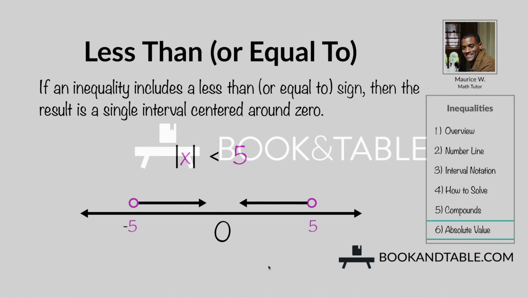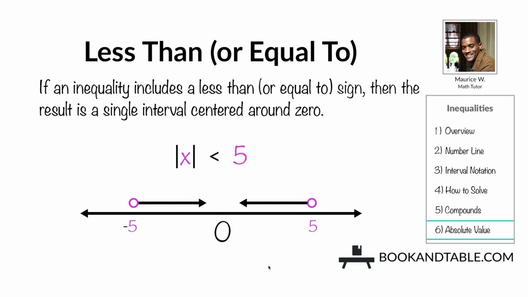Less than inequalities and greater than inequalities will be completed a little bit differently. So we'll begin by discussing less than and less than or equal to inequalities. If an inequality includes a less than or equal to sign, then the result is a single interval centered around 0. So let's say we have the absolute value of x is less than 5.